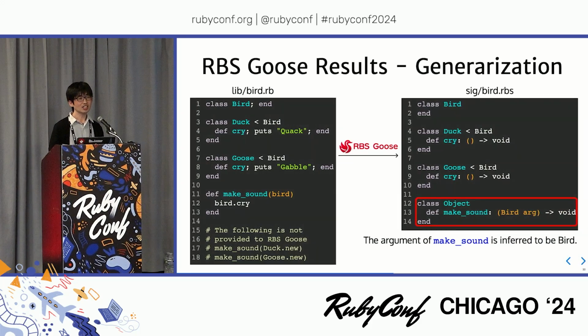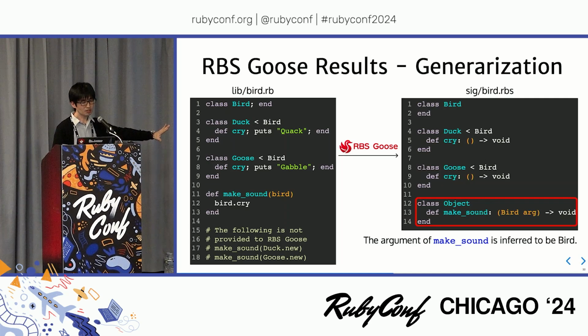Now, let's see that type inference can be performed with RBS Goose. How about the examples of bird, duck, and goose? With RBS Goose, the argument type of make_sound is inferred to be the Bird class. Yes, it works as expected.